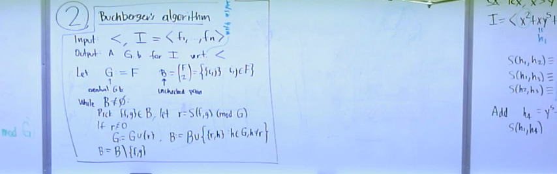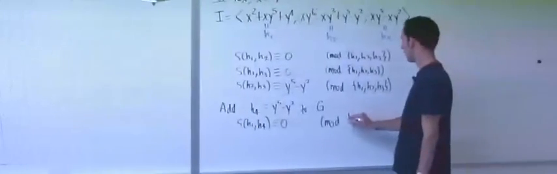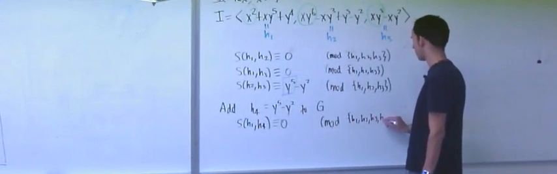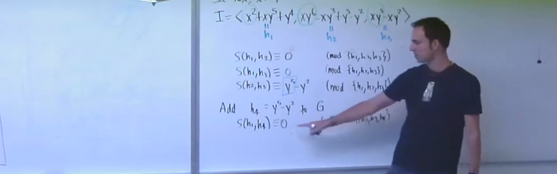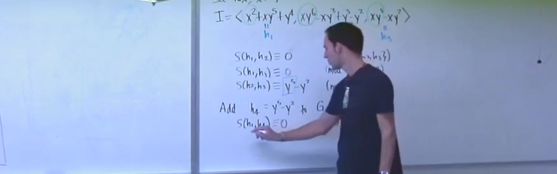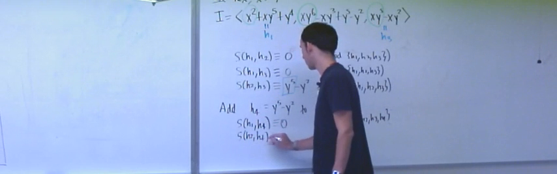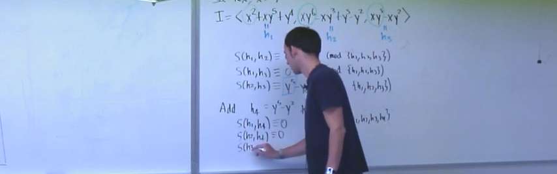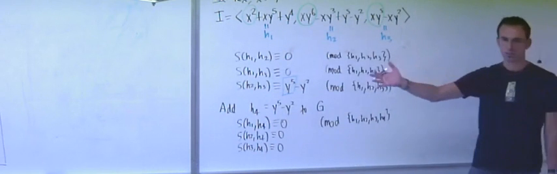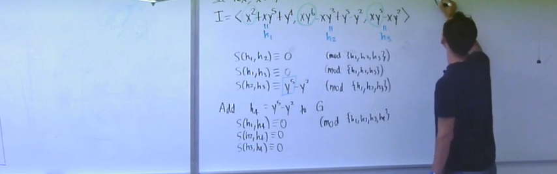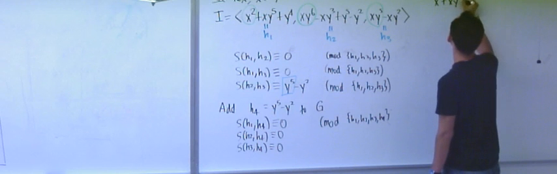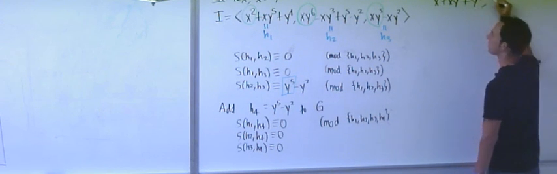So we check this guy. We need to check that it's 0, except that now you're allowed to divide by H1, H2, H3, and H4 because you have a new generator. Okay? And when you take S of H1, H4, you reduce it mod this guy, you see that you get 0. Okay? Then you do it for H2, H4, and you also get 0. And you do it for H3, H4, and you also get 0. When you get to this point, then Buchberger's criterion tells you that you have a Groebner basis. Okay. So that means that these guys, I'm going to write them here.